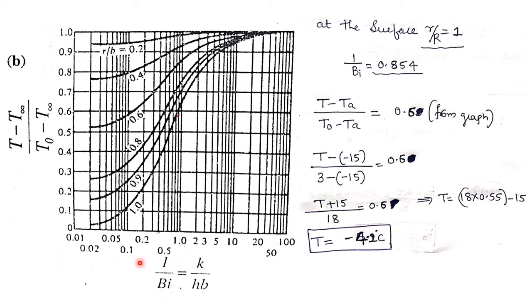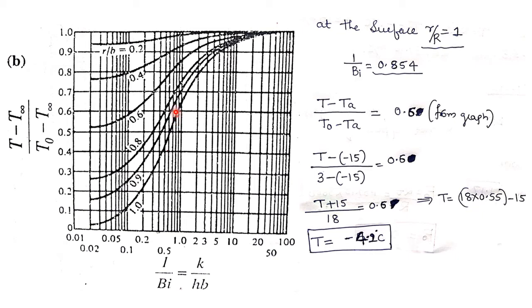So 1 divided by Biot number is 0.854. Here the axis reads 0.01, 0.05, 0.2, 1, 2, 3, like this, and here it is 0.2, 0.3, 0.4, 0.5, 0.6, 0.7, 0.8. So 1 divided by Biot number is about 0.8. I will move straight up like this, to where it intersects the graph of 1. This graph at 1 intersects somewhere near 0.6.